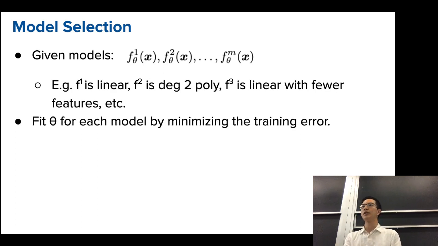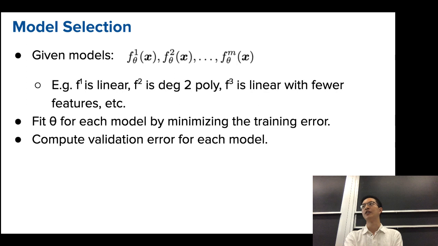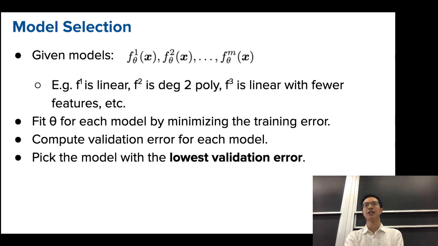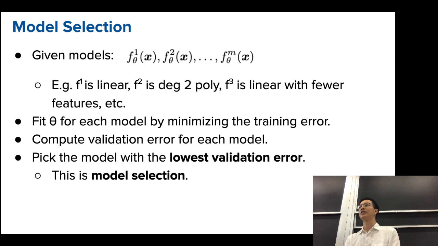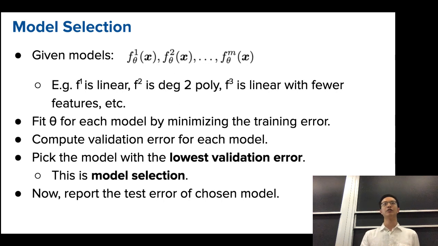Okay, our procedure here is you fit each model to the training set, compute the validation error for each of them, and pick the model with the lowest validation error. This is how we perform model selection. By model selection, I'm referring to the process of having a bunch of models and picking one of them as our final model of choice. And then we can report the test error of the model that we've chosen. Okay, so this is all well and good.